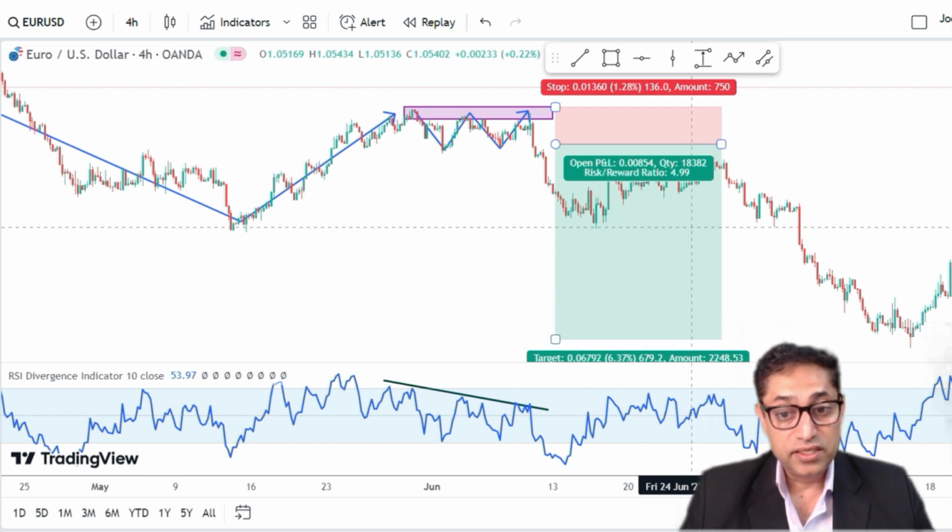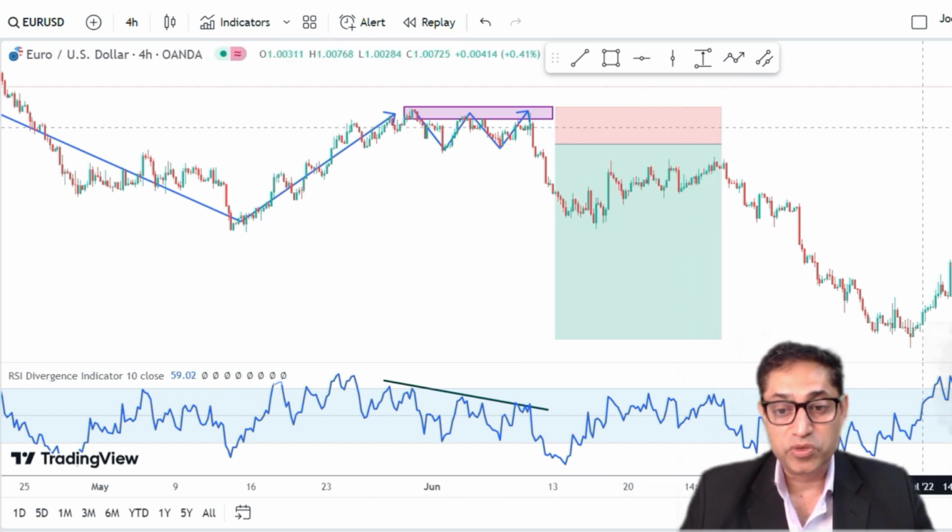So you can see the stop loss is 136 points and the distance it has covered is almost 679 points, which is almost 5 times. So this is a great trade. When all these things come together, this is the best opportunity for any single person to enter into a trade.